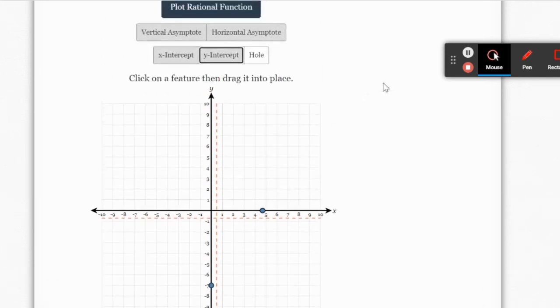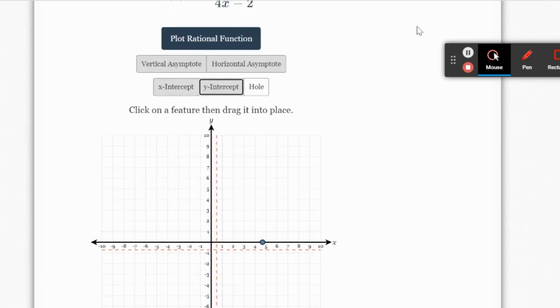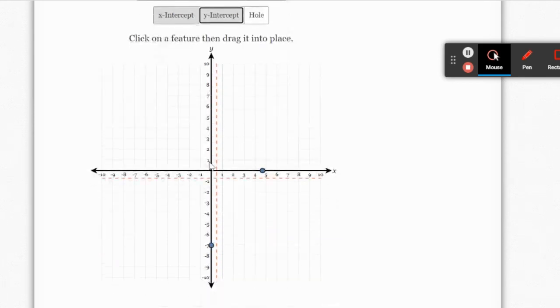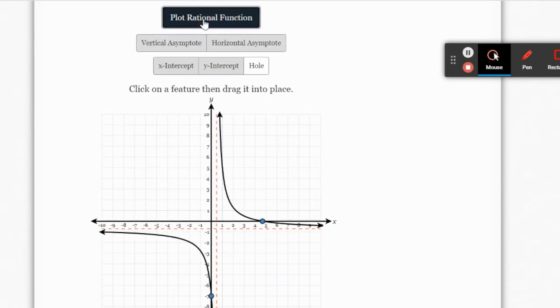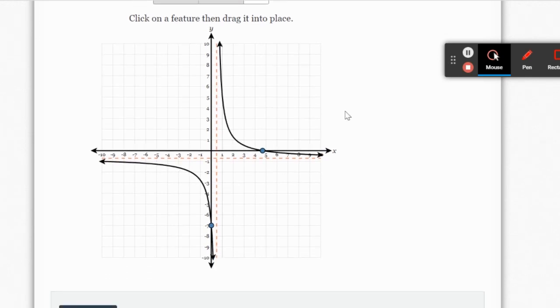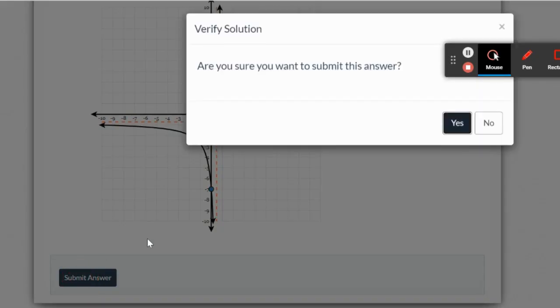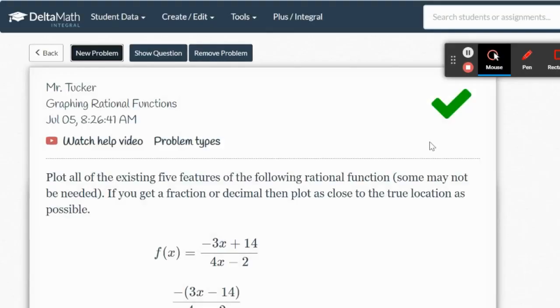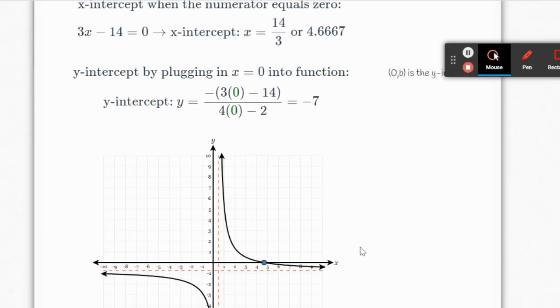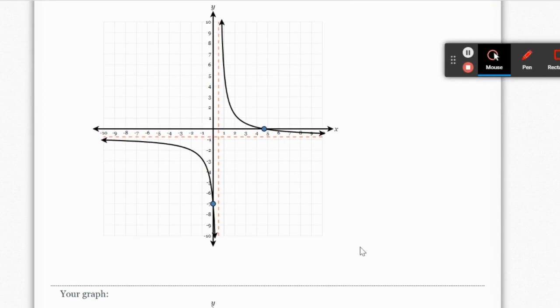I don't have a hole, so I just don't click that. And then it says plot rational functions, so you don't have to do any of the rough sketching part that I did just a moment ago. Delta takes care of that part for you, and it connects the graph with the only logical way that it could go through, just as I discussed a moment ago, and gives you a rough sketch of the function. And then you click submit, and you get a green check mark if it's right. And then it goes through and shows you a beautiful graph of what it was supposed to look like if we had graphed it on a calculator.